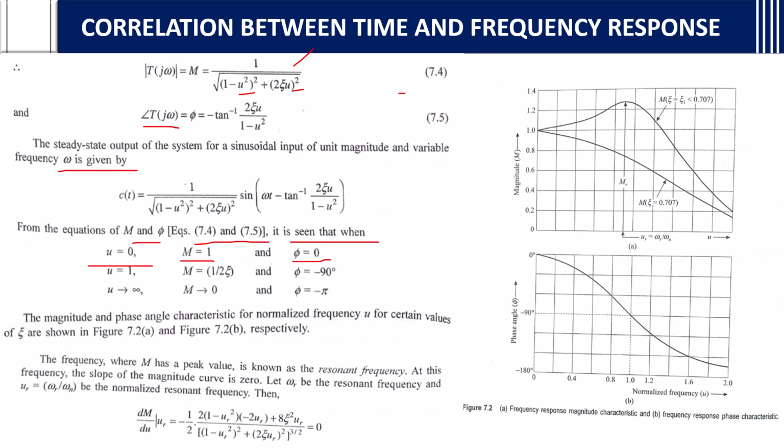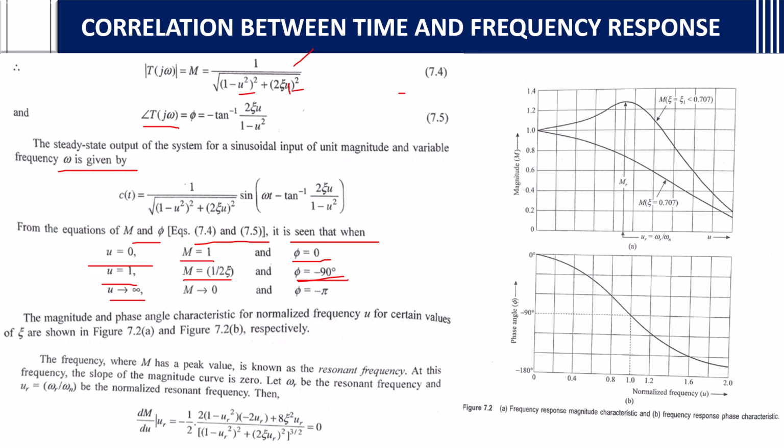In the same way, when u equals 1, M will be what? When u equals 1, this becomes 0. You will be left with 2 zeta, the root of 4 zeta square, so you will get M as 1 by 2 zeta. And phi will be what? In the place of u, if you put 1, then you will get infinity. Tan 90 is infinity. Again, tan and tan inverse will be cancelled. You will get minus 90.